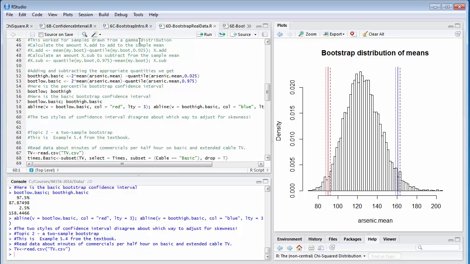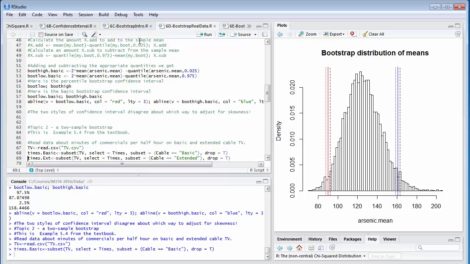Now, let's suppose we're trying to compare two samples. This is example 5.4 from the textbook, and you might want to read the relevant section before continuing. You have read the relevant section? Fine. Let's continue. The great thing about videos is you can stop them and do some reading.